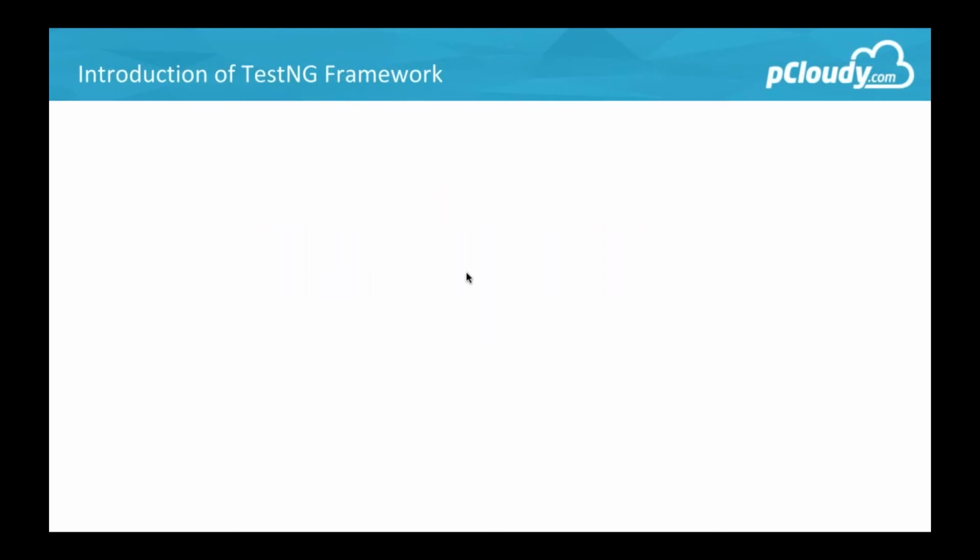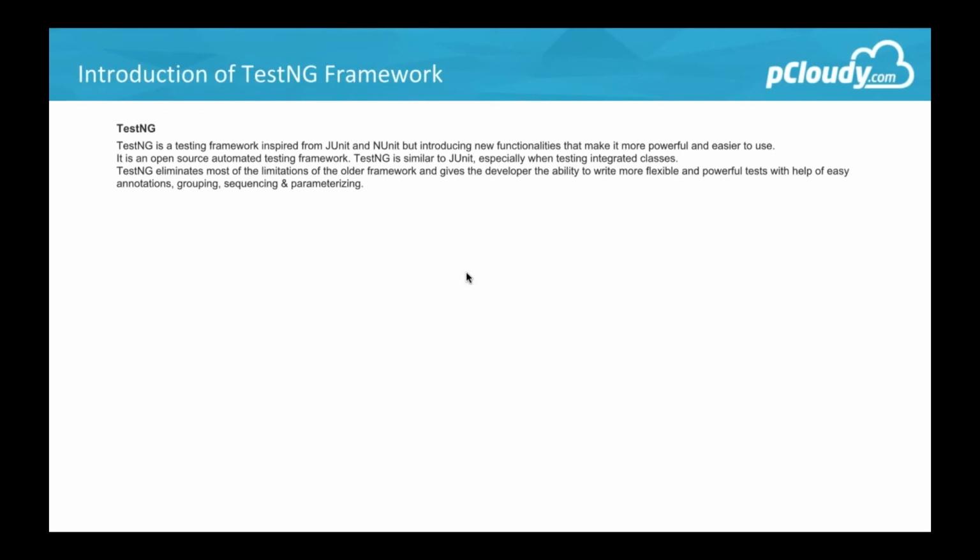Let me introduce you to the TestNG framework. TestNG is a testing framework inspired from JUnit in Java and NUnit in .NET, but introducing new functionalities that make it more powerful and easier to use. It is an open source automated testing framework and is similar to JUnit, especially when testing integrated classes. It eliminates most of the limitations of the older frameworks and gives the developer the ability to write more flexible and powerful tests with the help of easy annotations, grouping, sequencing, and parameterizing.